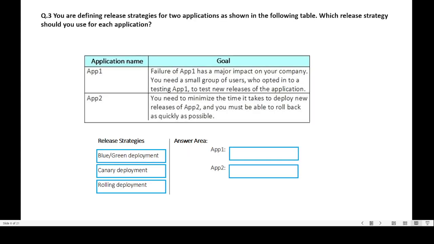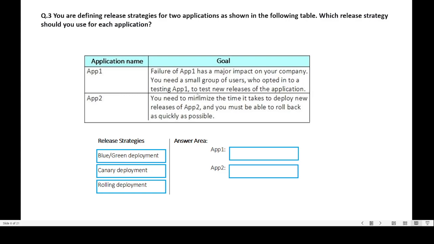So the next question: you are building release strategies for two applications. App 1 has a major impact on our company; failure of this app has a major impact, and we need it to be released to a small group of users who will test the application. For app 2, we need to minimize the time it takes to deploy new releases, and we want to roll back as quickly as possible. We want to select from three release strategies: blue green deployment, canary deployment, and rolling deployment.